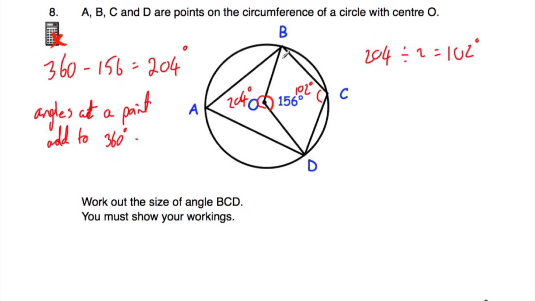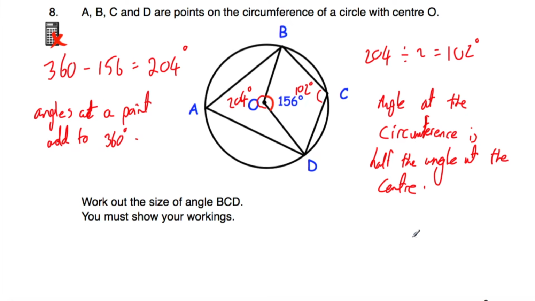Although it looks slightly different than the other one, where we halved the 156 to get 78, this looks slightly different because this is a reflex angle, but this angle at the circumference is still half the angle at the centre. So if we half the 204, we get the 102 there. So that means that angle is 102 degrees. And I've just written down the angle at the circumference is half of the angle at the centre.